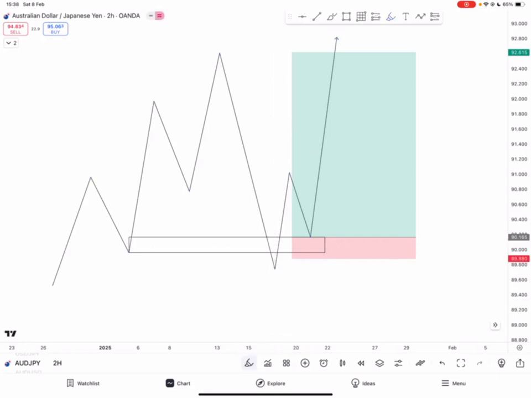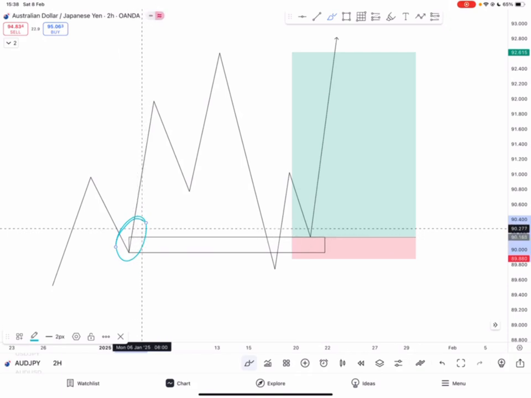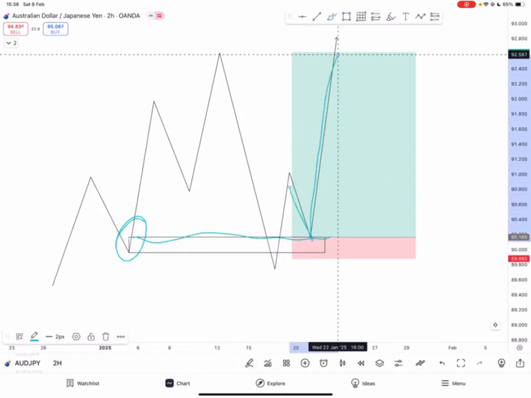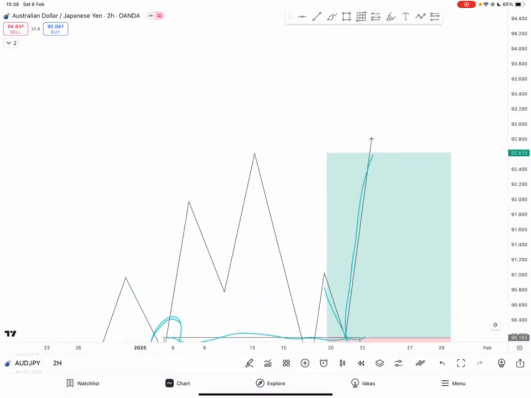Now, this makes price come back to pick up the orders or reclaim the orders that were resting on this order block, come back, pick them up and continue to the upside. So let's look at some of the chart examples.